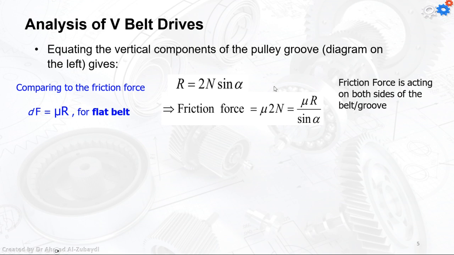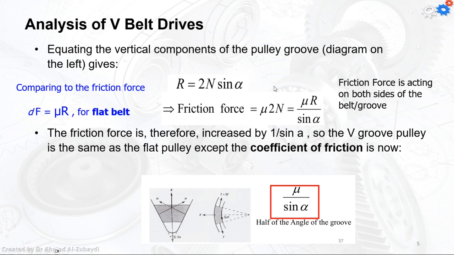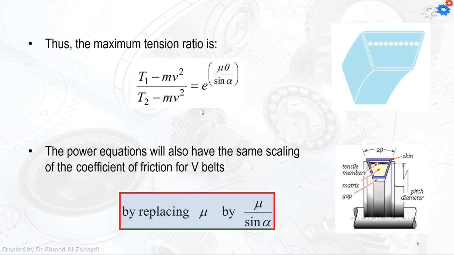and simply we are going to find a relation for the friction forces, and then we calculate the other parameters. The first equation we're going to start with is the following: the tension 1 minus m multiplied by v squared, divided by T2 minus m multiplied by v squared, is equal to the exponential of mu theta divided by sine alpha. The power equation will also have the same scaling of the coefficient of friction for the V-belts.